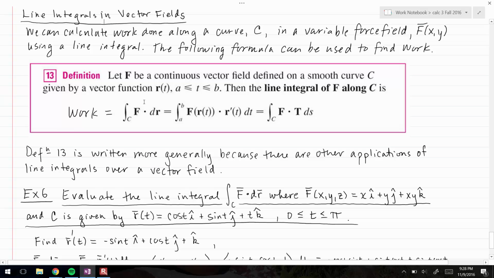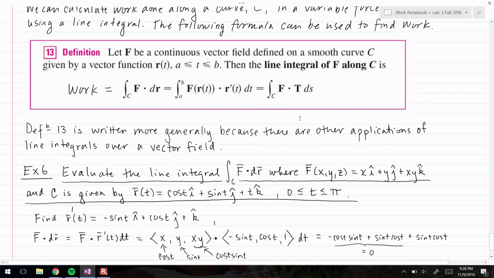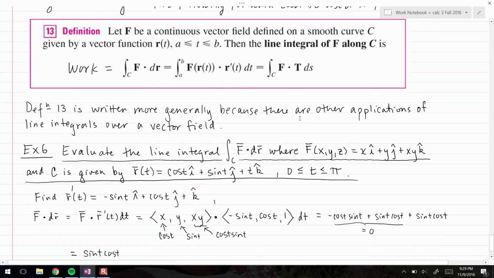Alright, so let's go back to this definition 13. Notice that this is kind of similar looking to our F dot d, and if we break down the dr with that dot product, what that can translate to in terms of the vector r is this r prime of t dt. So we're going to do this integral with respect to t. Really, we're not going to use this last thing, but T there is the unit tangent vector. But again, we're not going to do problems like that.